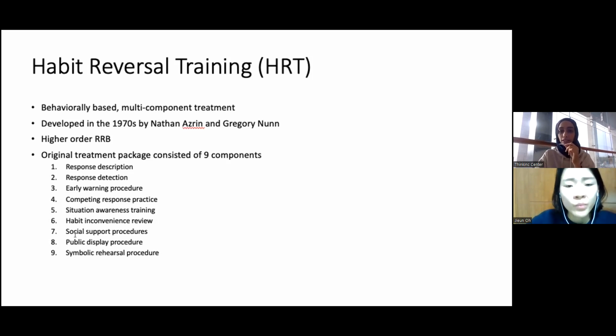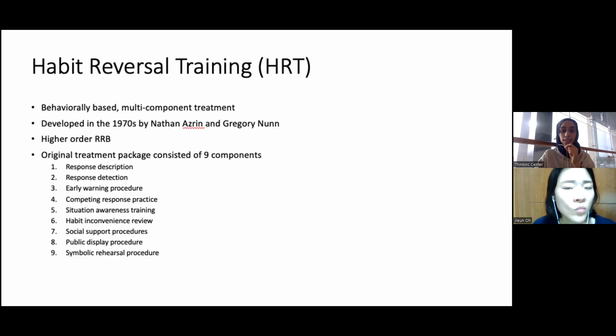So at this point, the significant others in their life are also involved in generalizing and maintaining the intervention. Next, the public display procedure, which is again working on the generalization. And finally, the symbolic rehearsal procedure, which is working on the maintenance. So like I said, it's a very long package, a very comprehensive package.